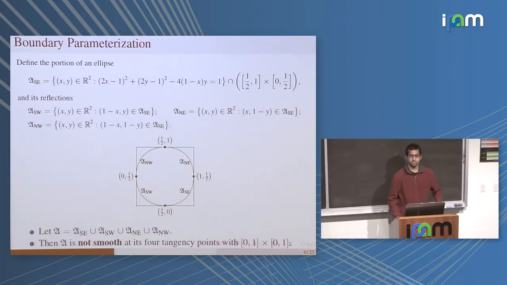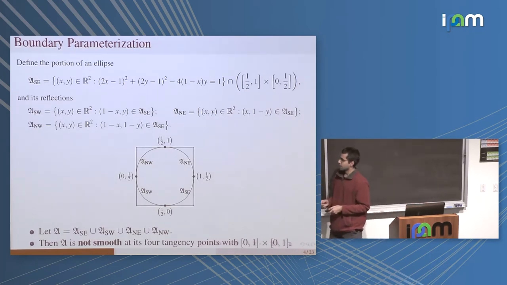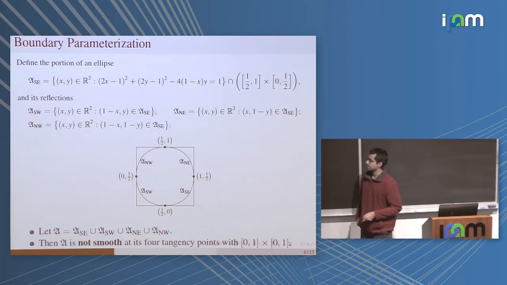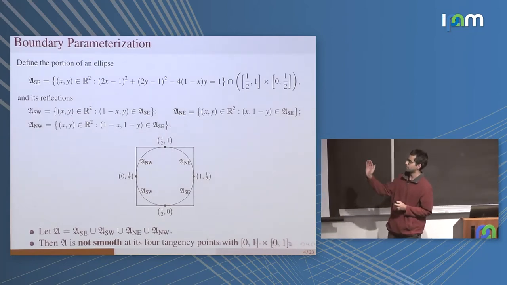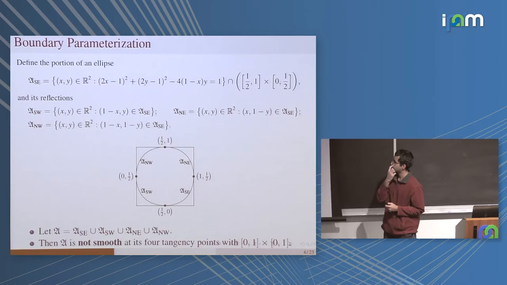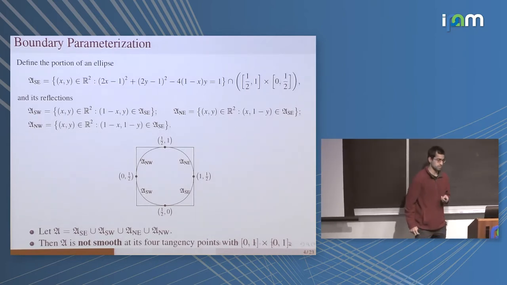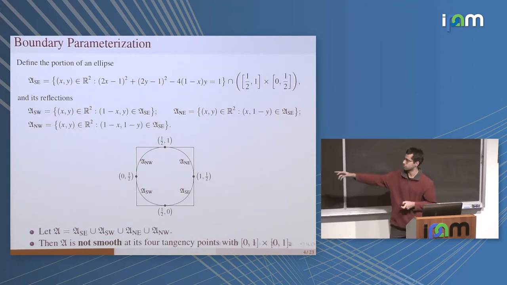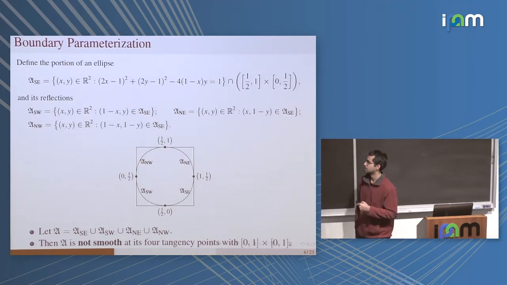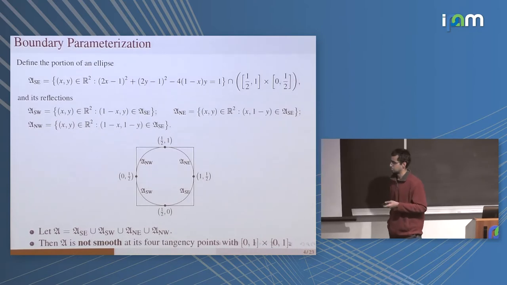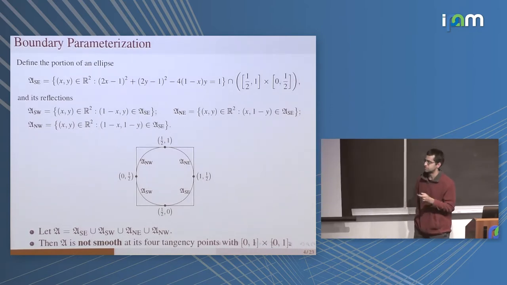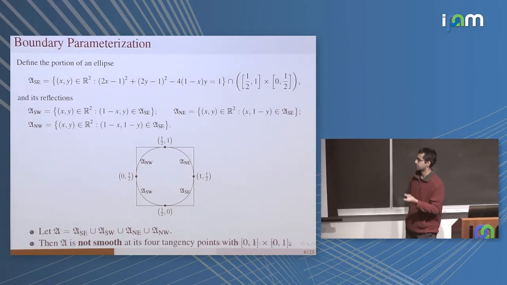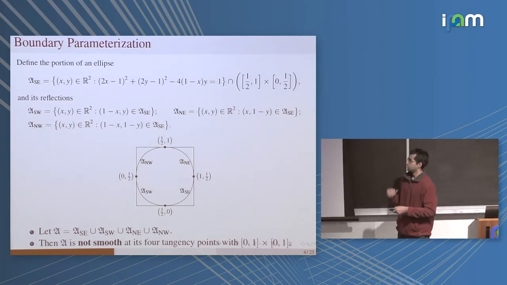It's not going to be smooth, as this last bullet point suggests. It's going to be some inscribed curve inside the unit square in the limit, but it's not going to be smooth in the sense that at each of these four vertices, where it's tangent to the square, its third derivative is not going to exist there. The second derivative is going to be discontinuous there. So I'm going to define it one portion at a time.